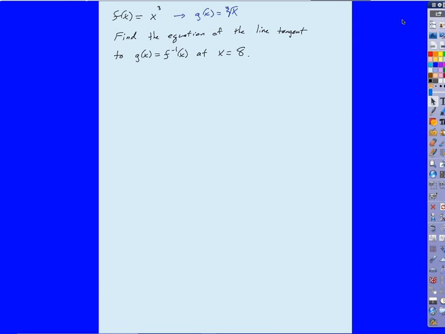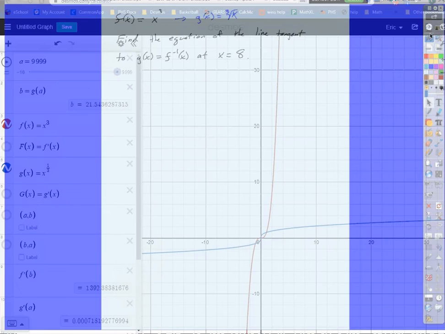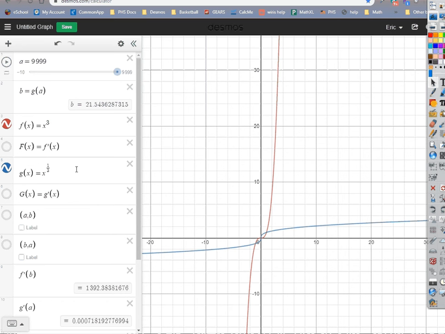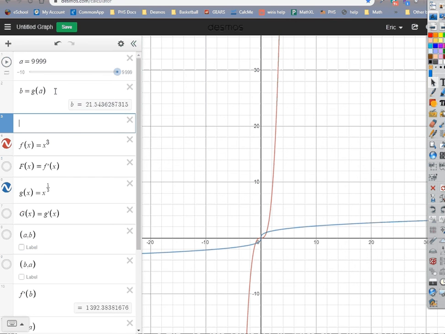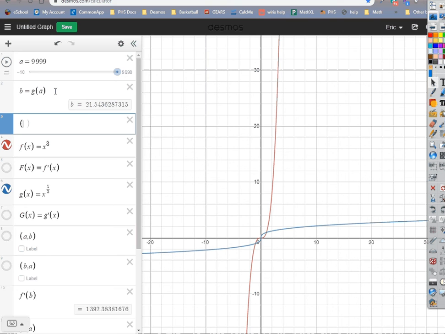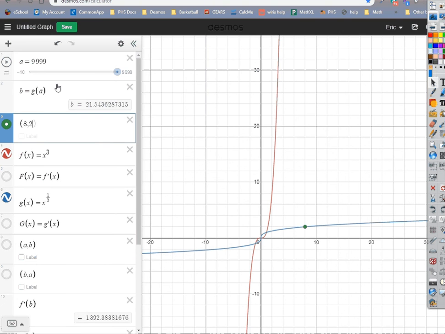Okay, so let's explore this a little bit. What happens if we plug the value 8 into our inverse function? We're going to get back 2, aren't we? Right? Everybody agree? Okay. So if I plot the point 8, 2, sure enough, it ends up on our inverse graph, doesn't it? So there's the graph we're looking for.